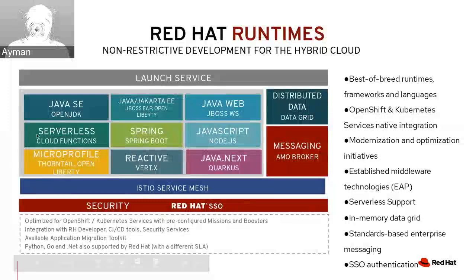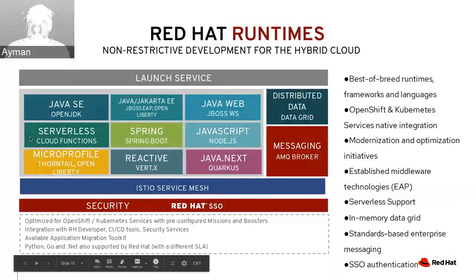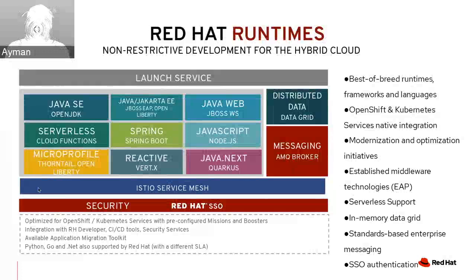OpenJDK, serverless, Quarkus, where we're going to talk about Quarkus a lot, which is going to support serverless, MicroProfile, reactive via Vert.x, Spring Boot, Open Liberty, which is quite important as well, with the new specs of Jakarta EE, JavaScript, along with SSO, data grid, message broker. And today we're going to talk about that within the next session. With that, I will hand it over to Surat, who's going to take us to the next part of the presentation. Thank you very much.